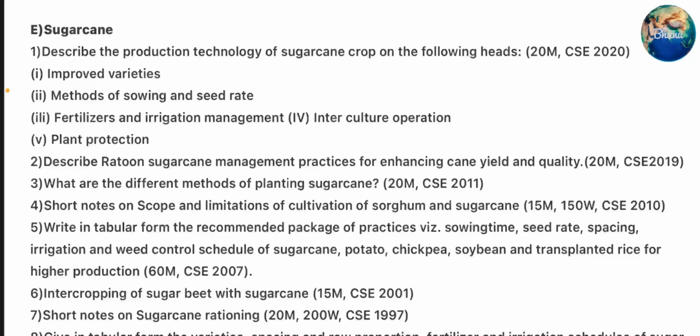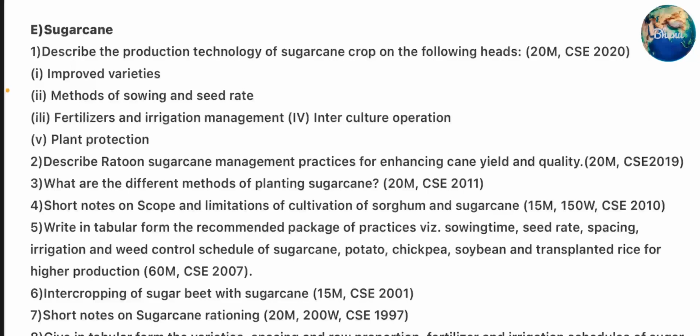Question 3. What are the different methods of planting sugarcane? Question 4. Short notes on scope and limitation of cultivation of sorghum and sugarcane. Question 5. Write in tabular form the recommended package of practices for sowing time, seed rate, spacing, irrigation and weed control schedule of sugarcane, potato, chickpea, soybean and transplanted rice for higher production. Question 6. Intercropping of sugar beet with sugarcane.